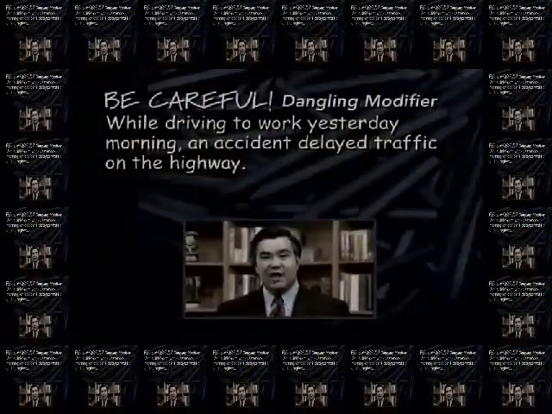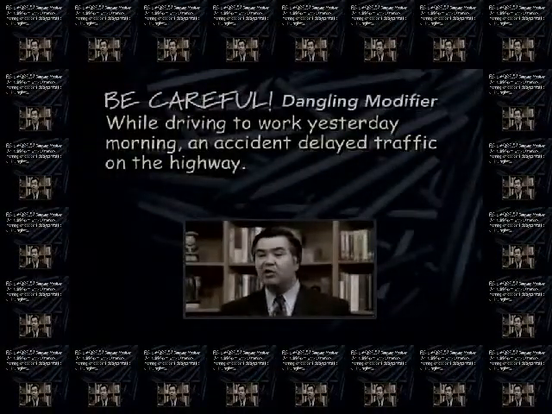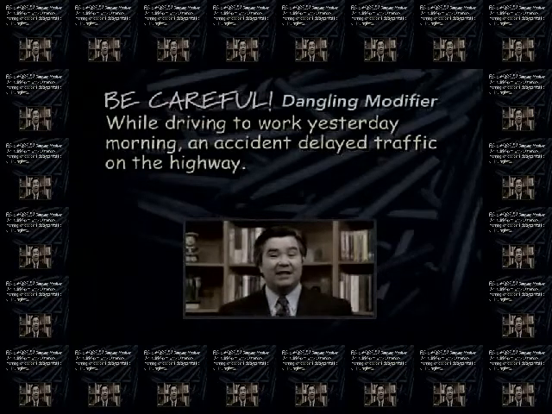And therefore, the confusion on the part of the reader is even greater. And a little more work has to be done in order to correct this kind of sentence, a sentence containing a dangling modifier. Here's an example. While driving to work yesterday morning, an accident delayed traffic on the highway.